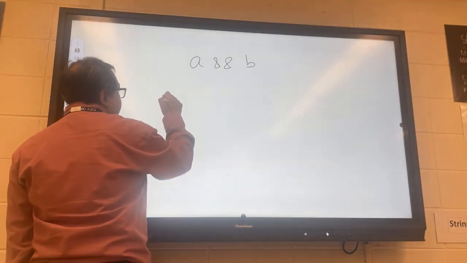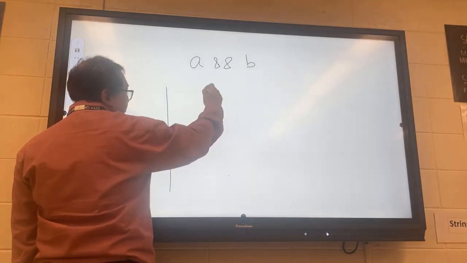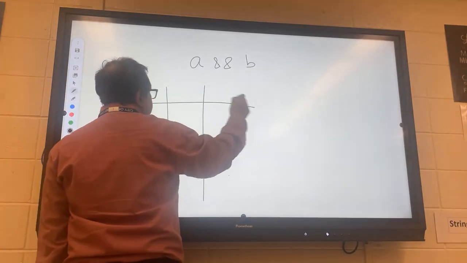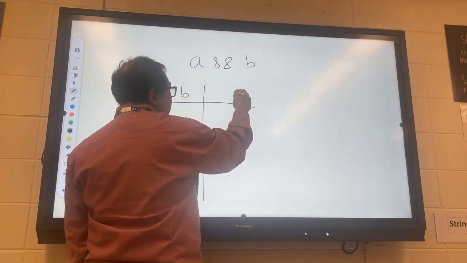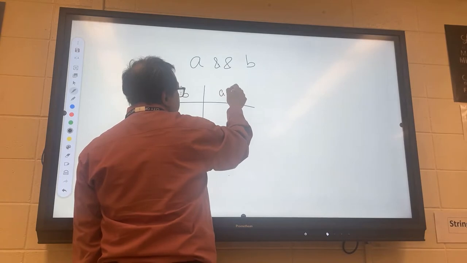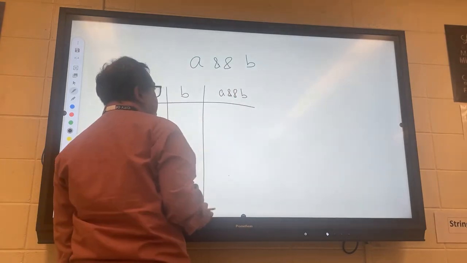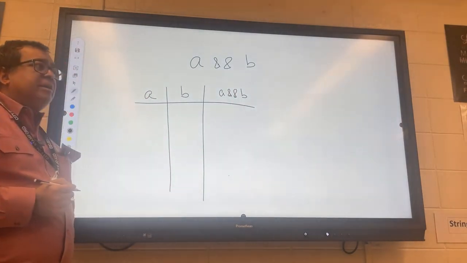So I'm going to draw the columns here, like this. I'm going to put A here. I'm going to put B here. And I could put output here, or X, or Y, or I could simply put here A and B like this, since it's not so bad. It's small enough that I could do that.